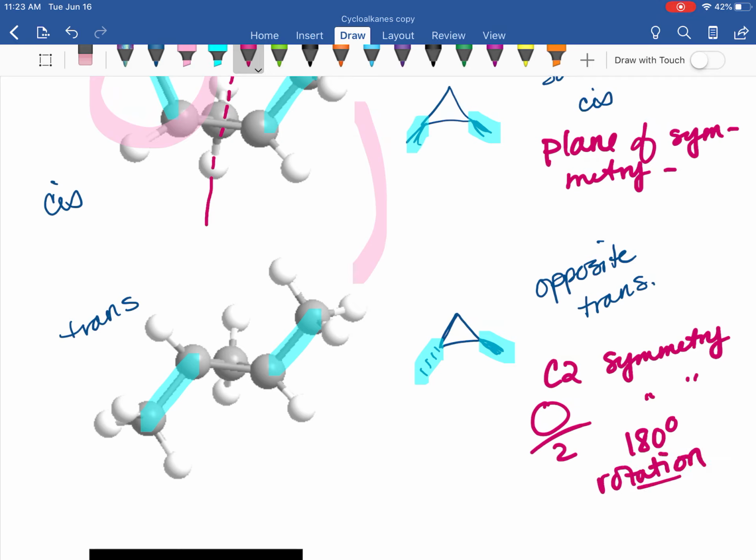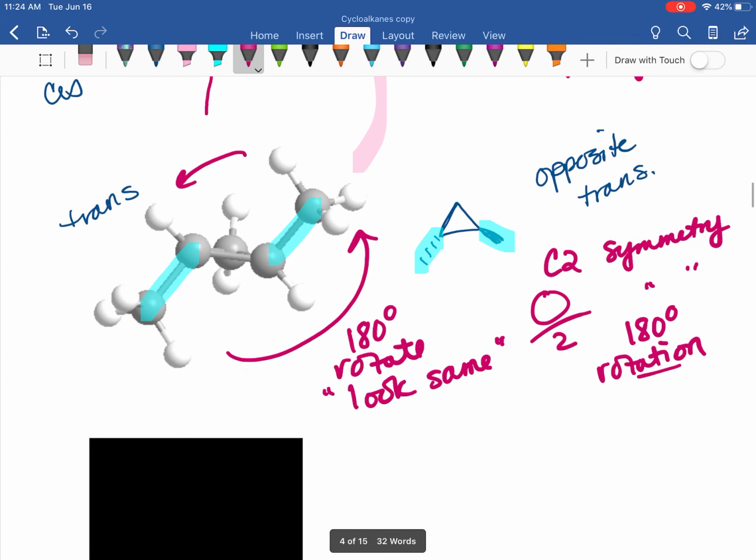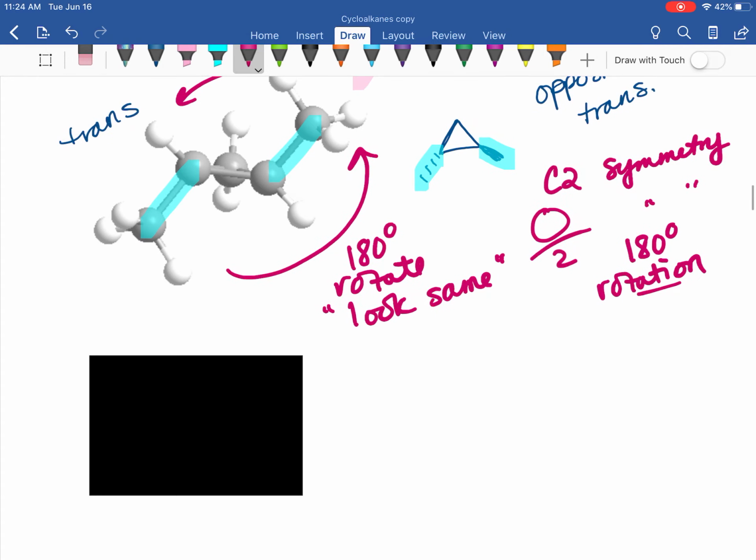So what C2 symmetry means is you can rotate your molecule 180 degrees. So in this case, we could literally rotate this molecule 180 degrees, and you would get the exact same configuration in space. So if you can rotate 180 degrees and you literally look the same, that is C2 symmetry. So that is really hard to show on drawing.